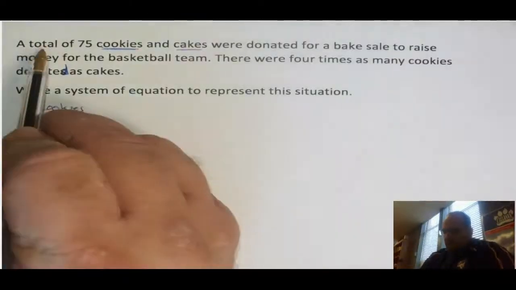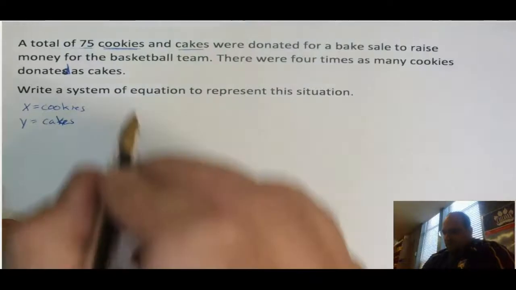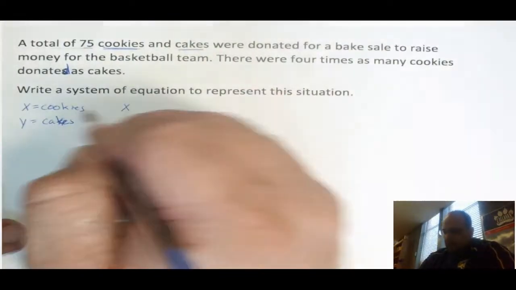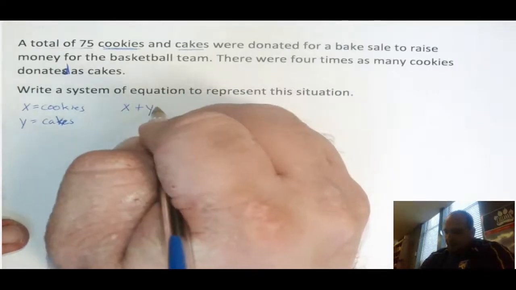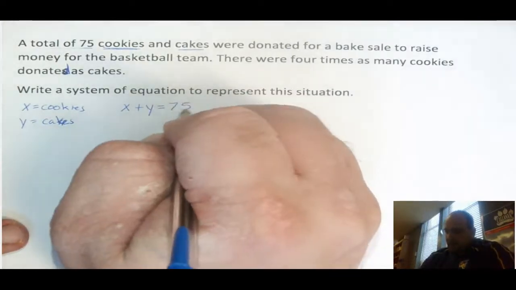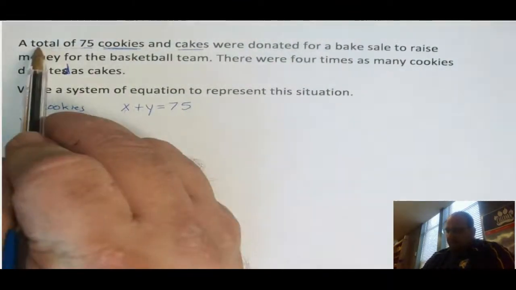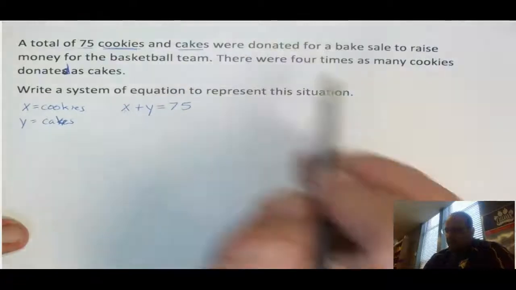So the first thing I notice is I have a total of 75. What that is telling me is, if I take X, which is cookies, and I add it to Y, my total is going to be 75. So that's my first equation. X plus Y is 75 because it says a total of 75 cookies and cakes were donated.